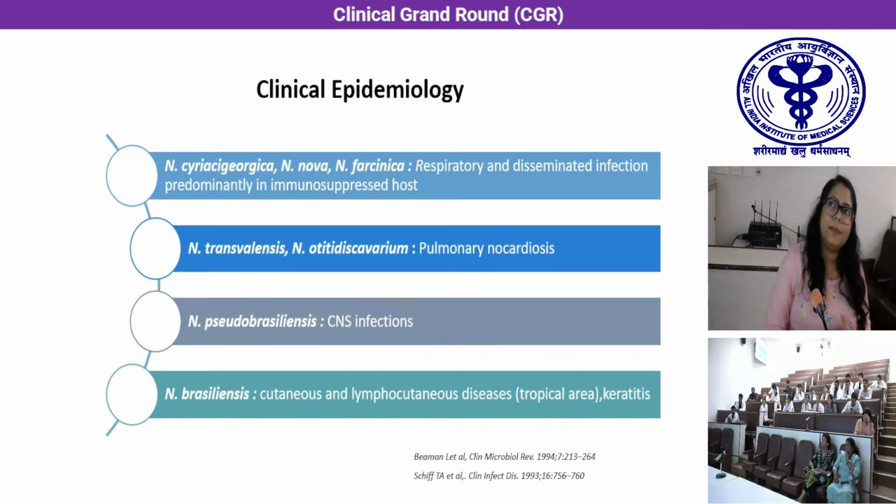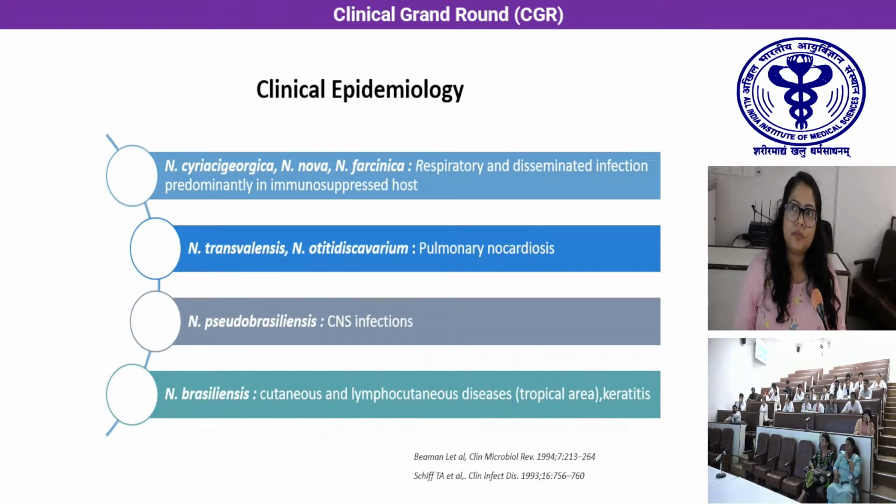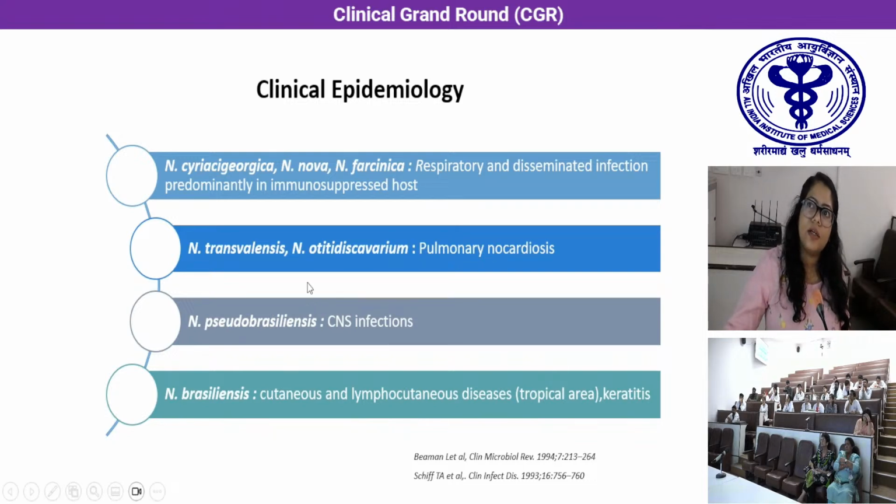So coming to the clinical epidemiology, Nocardia gergica, Nocardia nova, and Nocardia farcinica are the species which are mostly isolated from respiratory and disseminated infection, predominantly in immunosuppressed hosts. And the common causes of pulmonary nocardiasis include Nocardia transvalensis and Nocardia otitidiscaviarum. CNS infections are predominantly caused by Nocardia pseudobrasiliensis. And Nocardia brasiliensis causes cutaneous infection in immunocompetent hosts, mainly in tropical areas. It is also known to be a major cause of keratitis.